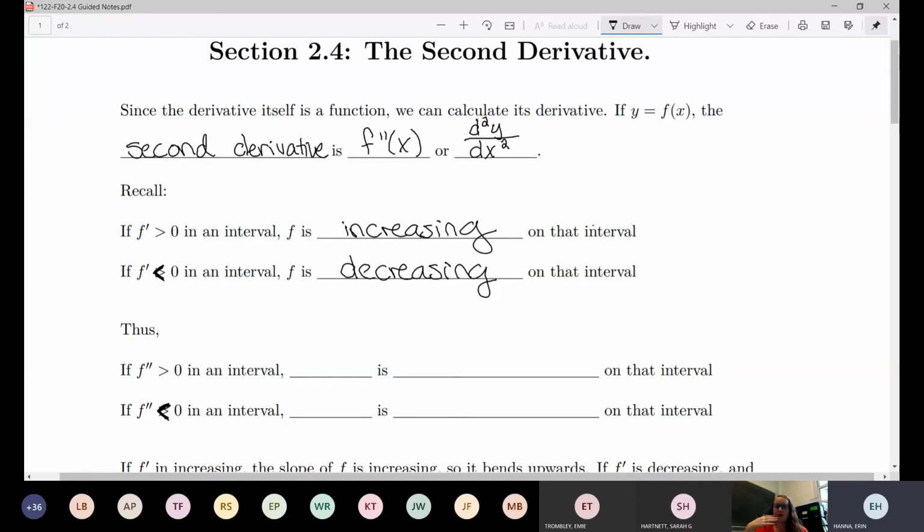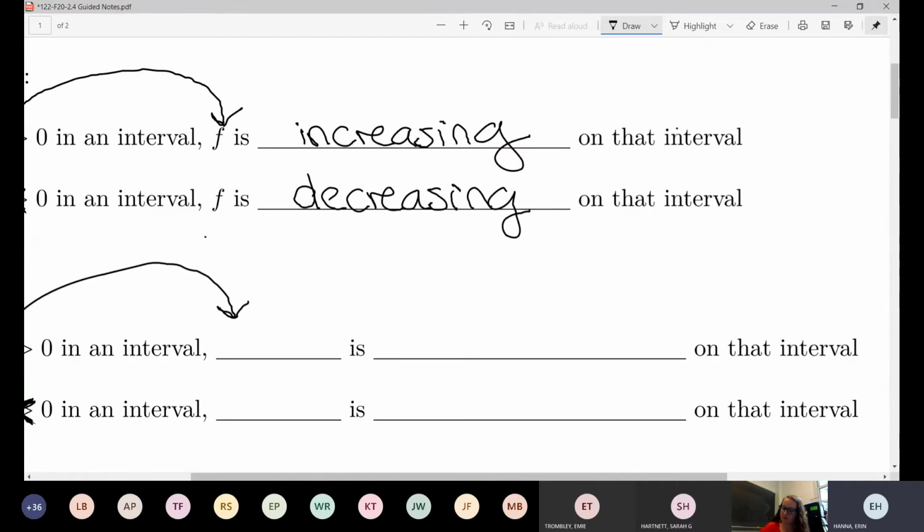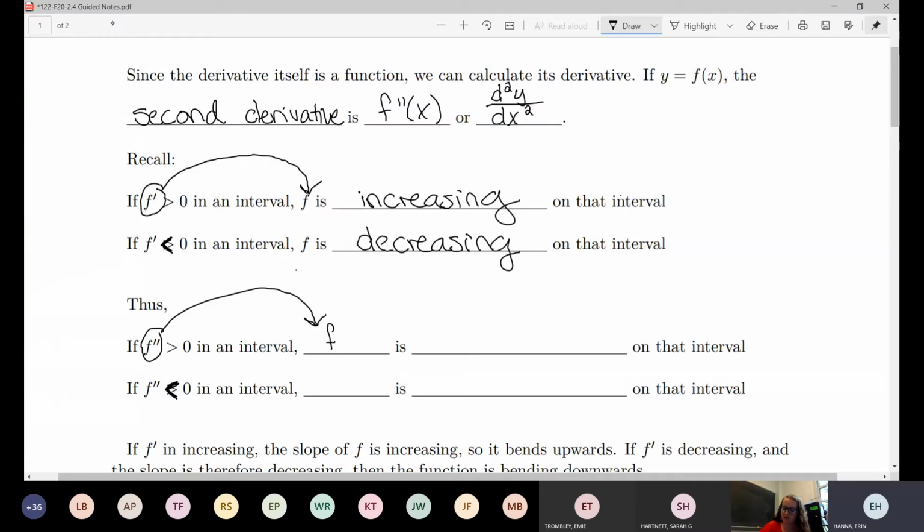So now, what about if we think about if the second derivative is positive? If you think about it, in this first thing we have the first derivative, and then we go backwards to the original function. Well, if I have the second derivative and I wanted to use this same relationship, I would essentially have to go backwards to just regular f prime. But if we follow that pattern, if the second derivative is positive, then the first derivative is increasing.